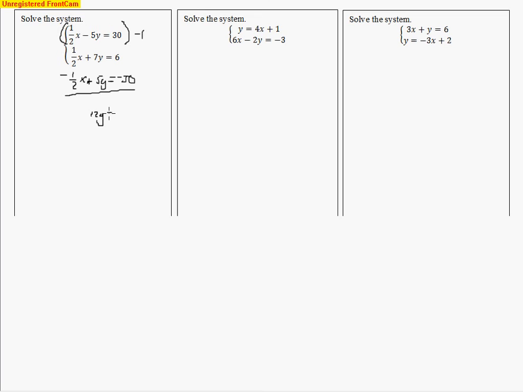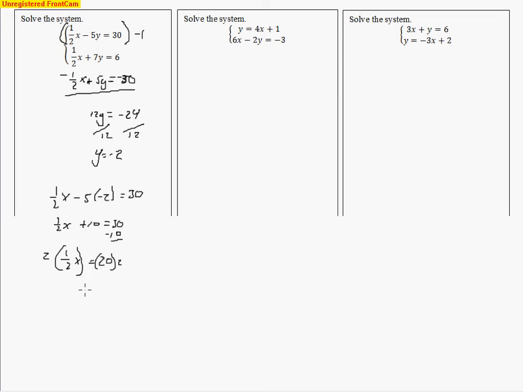We're left with 12y equals, and again, this is 30 here, so I subtract these two numbers, and that gives me negative 24. Well, when I divide by 12, I get y equals negative 2. Take the negative 2, substitute it back in. Doesn't matter which equation, I'll pick the top one. 1/2 x minus 5 times negative 2 equals 30. So 1/2 x plus 10 equals 30. Well, when I go ahead and subtract the 10 from both sides, I'm left with 1/2 x equals 20. And then multiplying by the reciprocal will cancel out that fraction, and I'm left with x is 40. So 40 comma negative 2, that's where the two lines end up crossing.